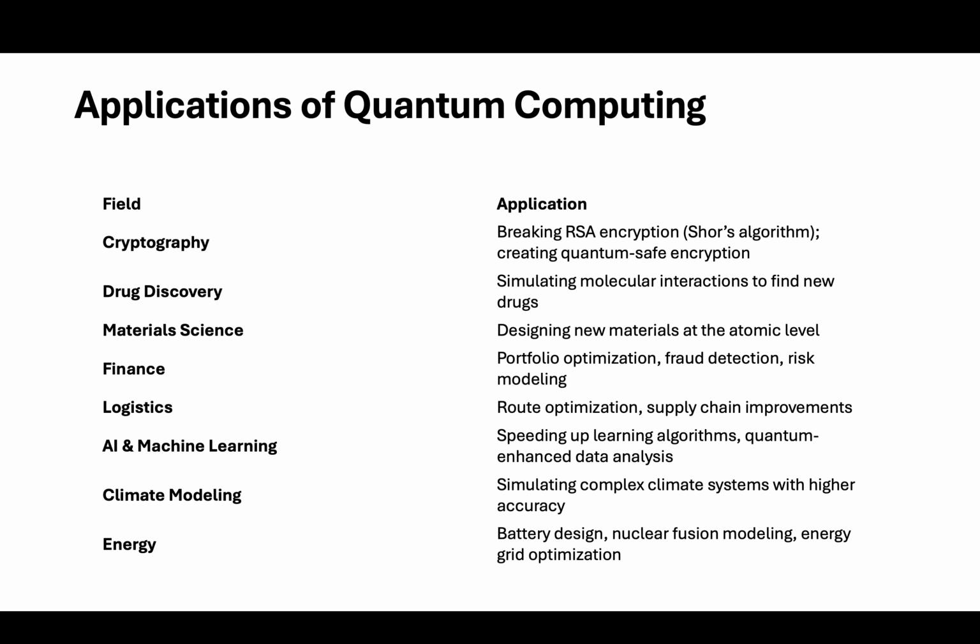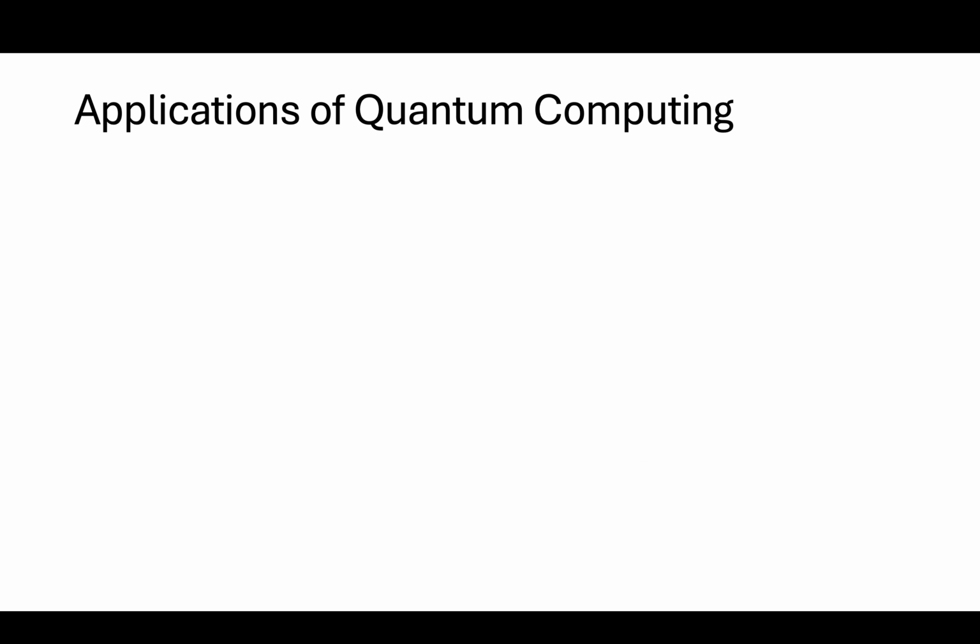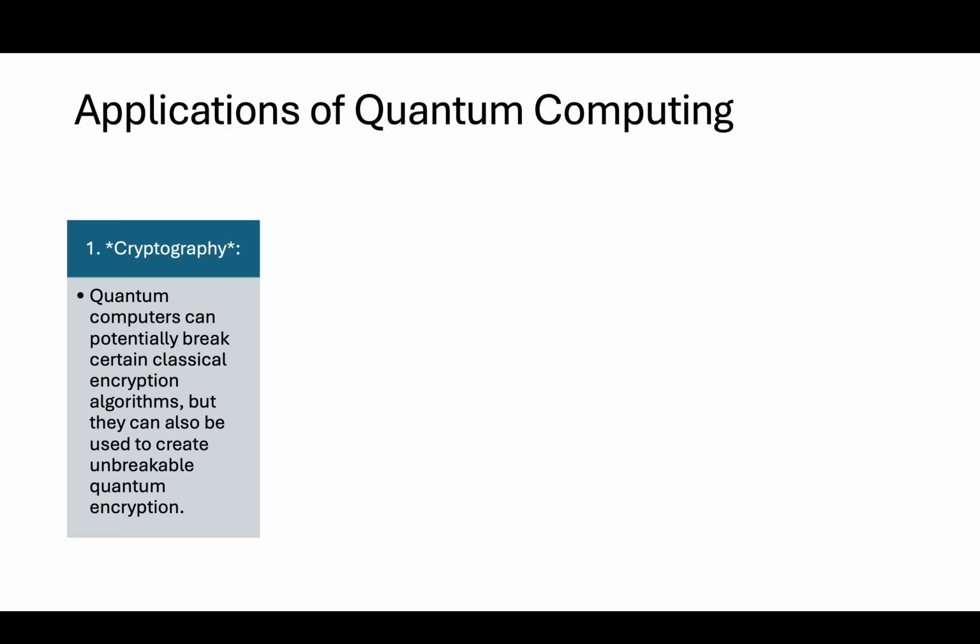AI and machine learning: speeding up learning algorithms, quantum-enhanced data analysis. Then climate modeling: simulating complex climate systems with higher accuracy. As part of energy: battery design, nuclear fusion modeling, and energy grid optimization. Applications of quantum computing. We'll go into detail about cryptography.